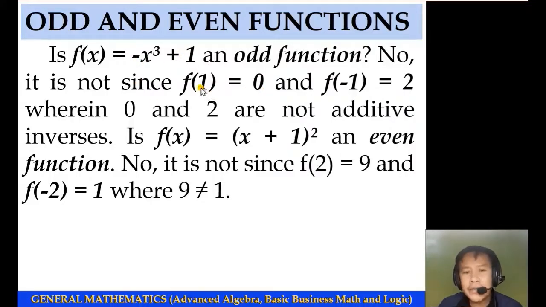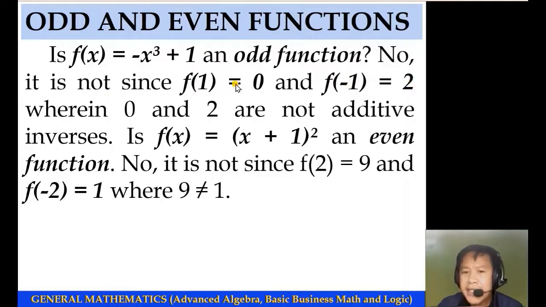Then we are going to take the additive inverse of 1, and that is negative 1. And we will substitute to the function f of x is equal to negative x cubed plus 1. So we have negative quantity, negative 1 quantity raised to 3. Negative times 1 times negative 1 is positive 1. Positive 1 times negative 1 is equal to negative 1. Then negative 1 times negative 1 is equal to positive 1. Then 1 plus 1 is equal to 2.